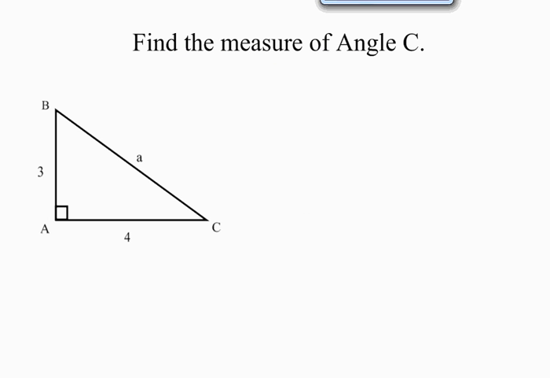All right, so here's our first example. It says find the measure of angle C. So that means we're finding angle C right there. So that's obviously the angle that we have to start from. Now we know the opposite side and we know the adjacent side. Opposite over adjacent is tangent. So we're going to do the tangent of angle C equals the opposite side length, which is 3, over the adjacent side length, which is 4.